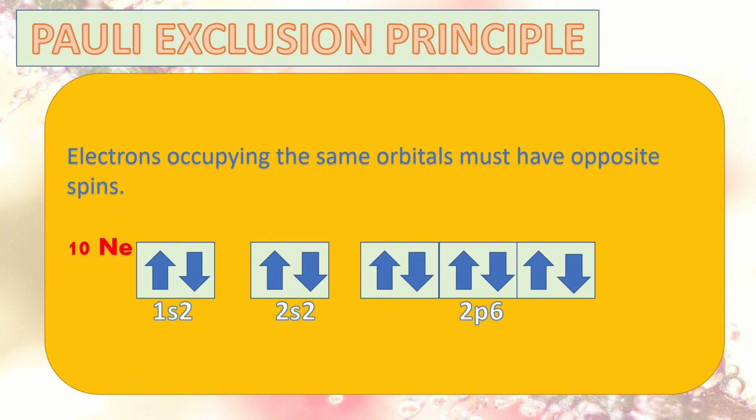As you can see in the example for neon, the electron configuration of neon is 1s2, 2s2, and 2p6. So if you take a look at the spins inside the orbitals, they are in opposite directions. According to the Pauli exclusion principle, electrons must always be placed in opposite spin. Since the electrons found in the box are just a representation of the orbital, the spins inside the box must be in opposite directions. One spin must be in upward position and the other in downward position.